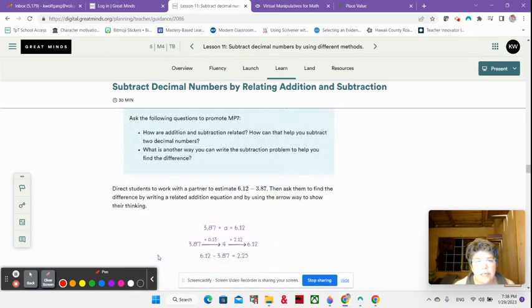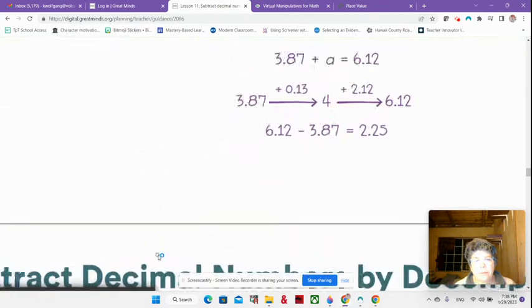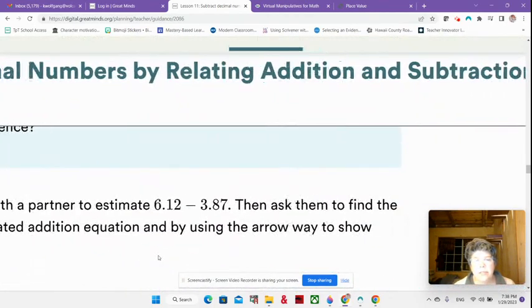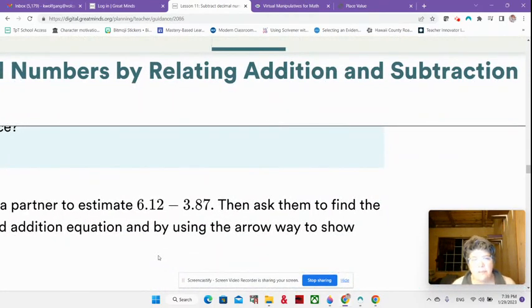Let's look at the next problem. Let's look at this one. 6 and 12/10 minus 3 and 87/100. All right, so in the video, I'm going to ask you to find the estimate for this. 6 and 12/10 minus 3 and 87/100. Think about what is the estimate and answer it here on Edpuzzle.